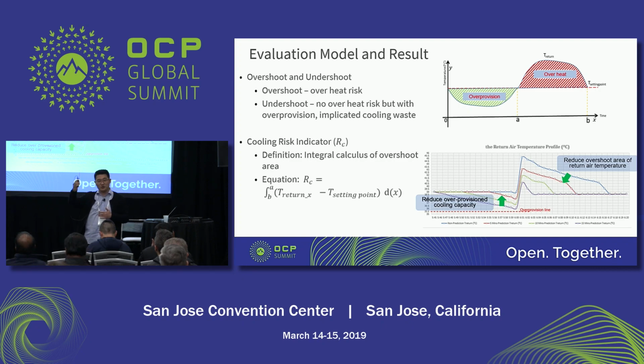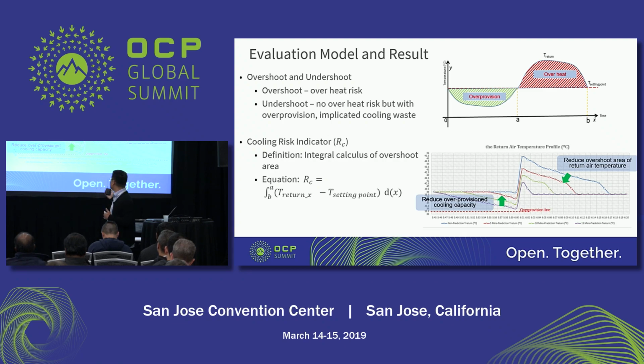So we get an overshoot area and an undershoot area. For the overshoot area, we have the overheat risk, so we have the risk to overheat our computing components. And for the undershoot area, actually we are over-provisioning the cooling capacity. That brings the waste of the cooling capacity. So the cooling risk indicator is defined here to evaluate the overshoot risk. The definition is the integral calculus of the overshoot area.